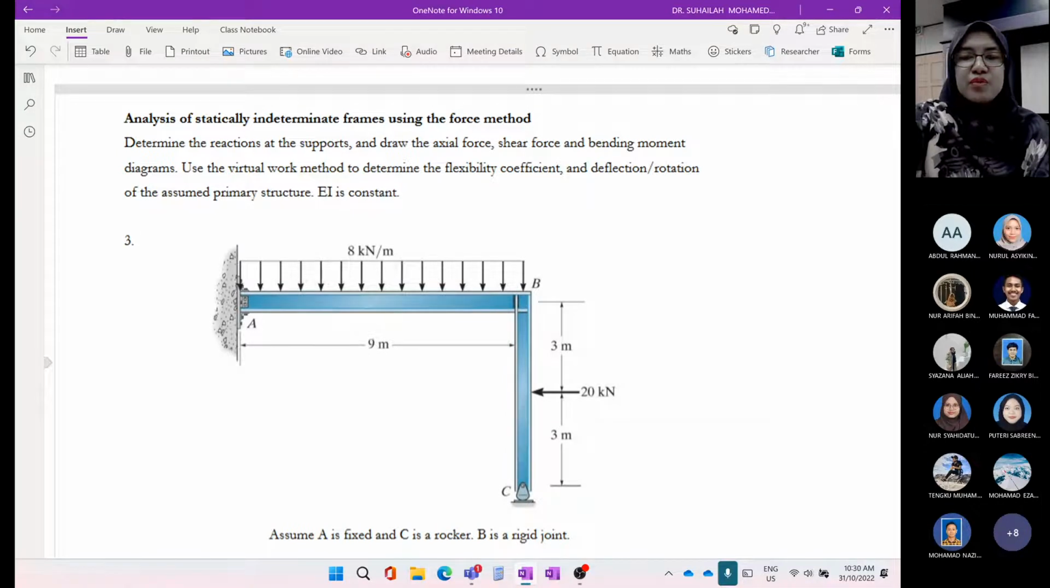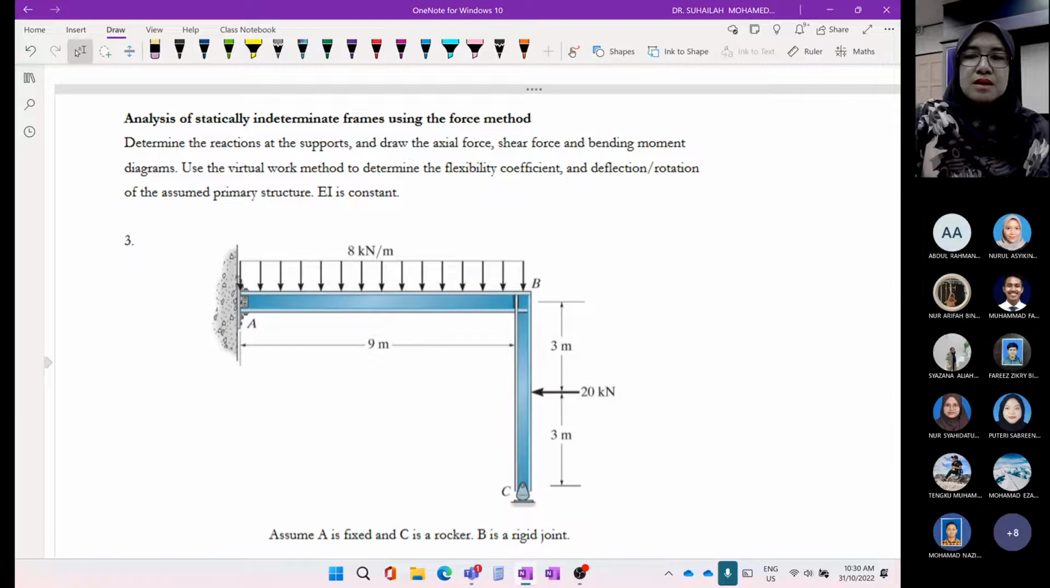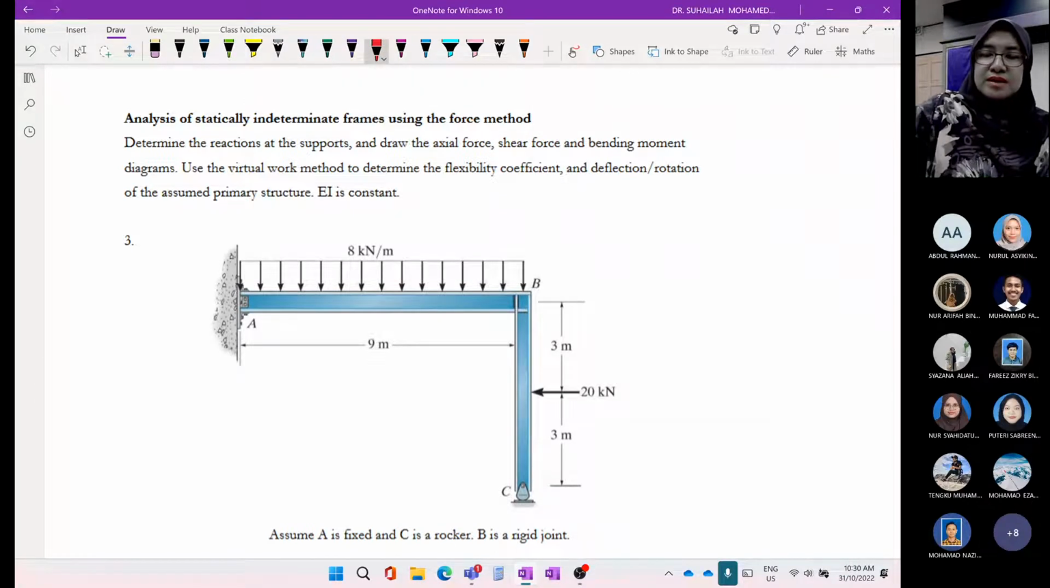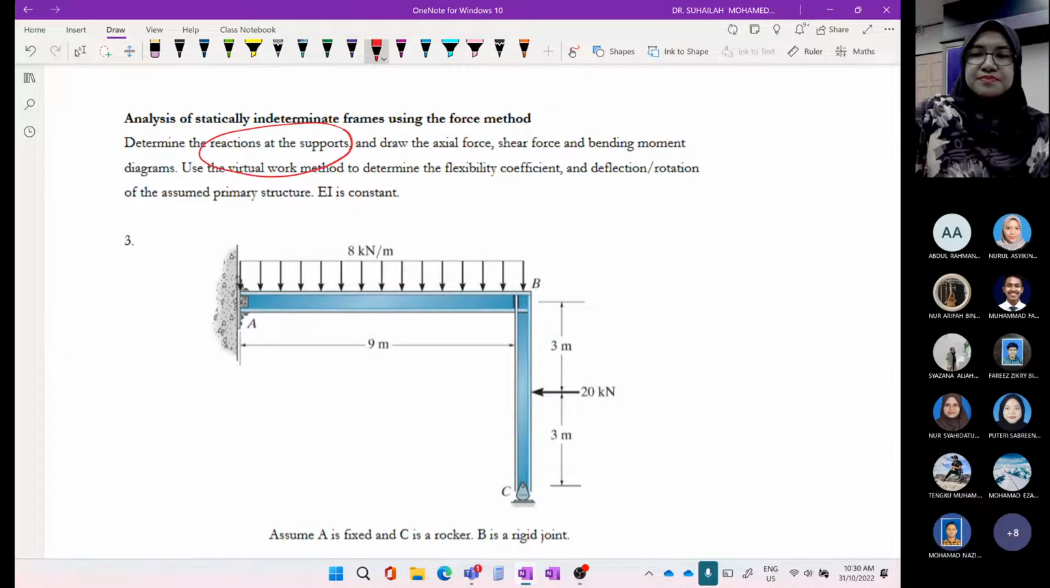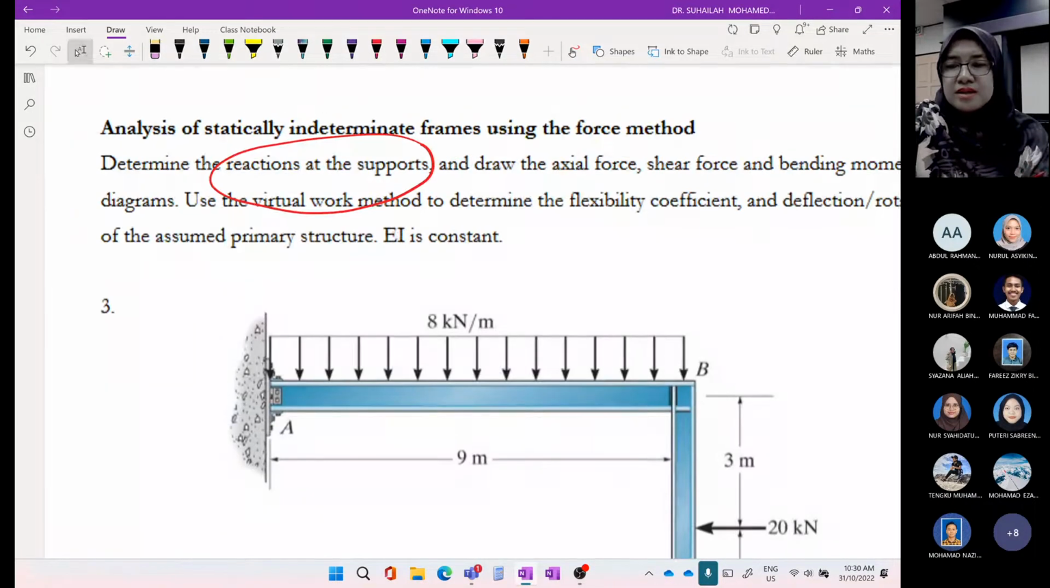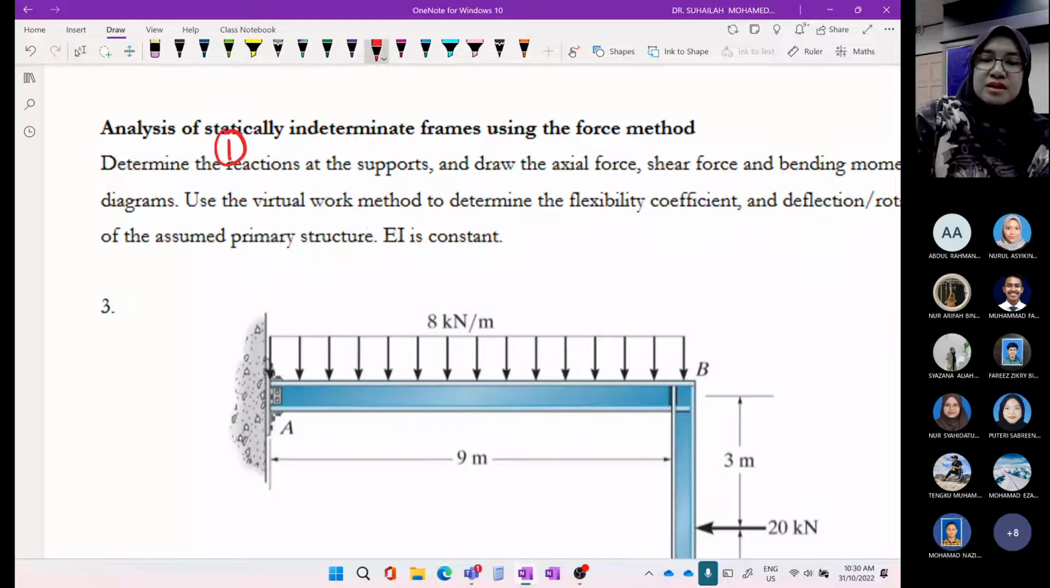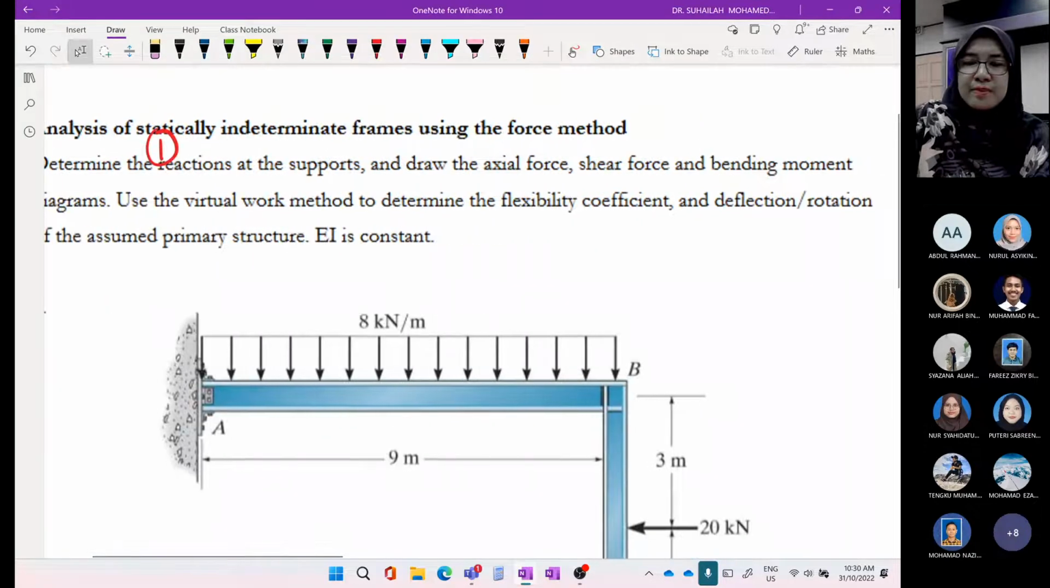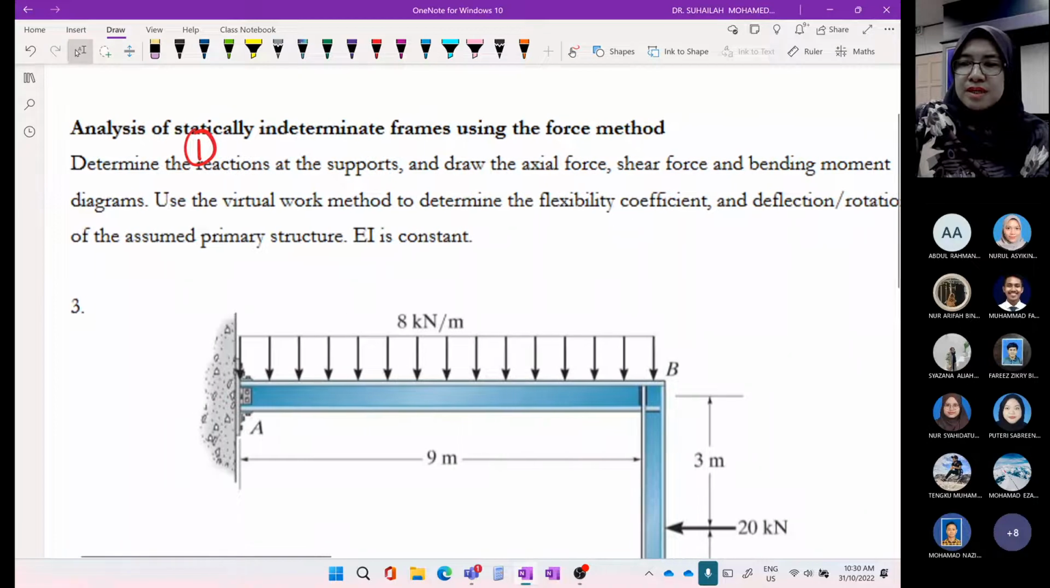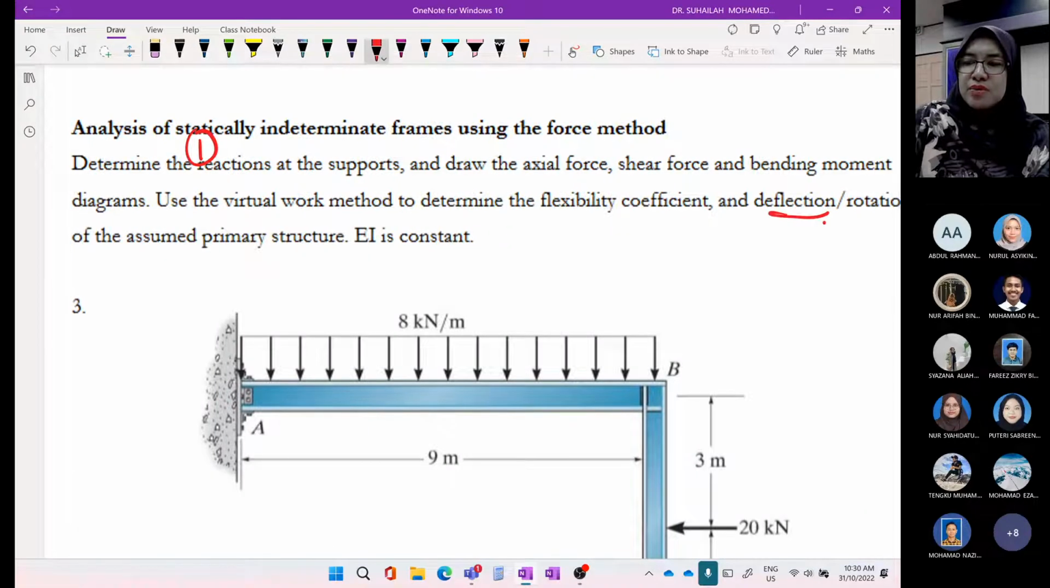So we focus on the first question here. The first question is the reaction at the support. The second question is to draw the axial force, bending moment and shear force diagrams using the virtual work method, and calculating deflection will be question number 3. Anyway, we will focus on the first question: determine the reactions at the support.